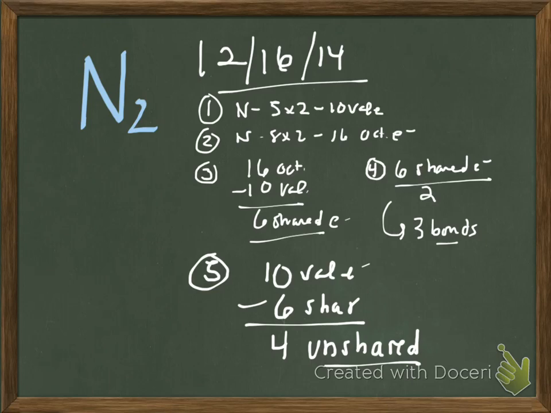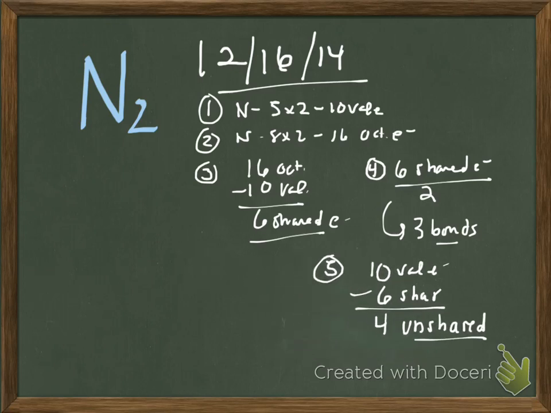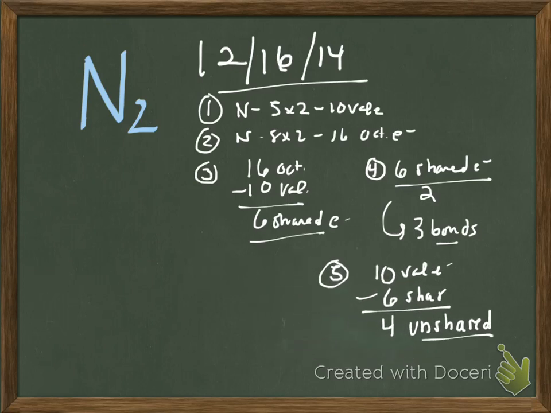Okay. Now, let's draw this puppy. Let me shrink this. Okay, so we have 2 nitrogens. How many places can we stick 3 bonds here? I don't see a whole lot of options. 1, 2, 3, triple bond. Just 'cause I can.